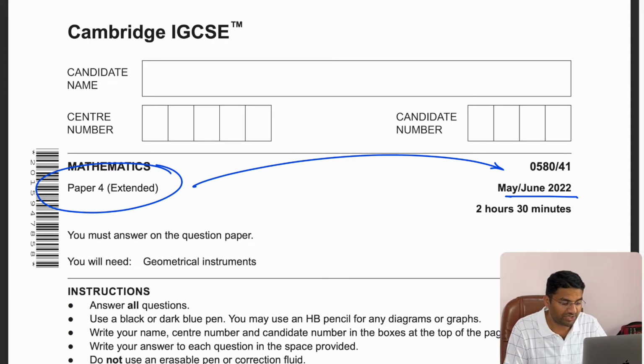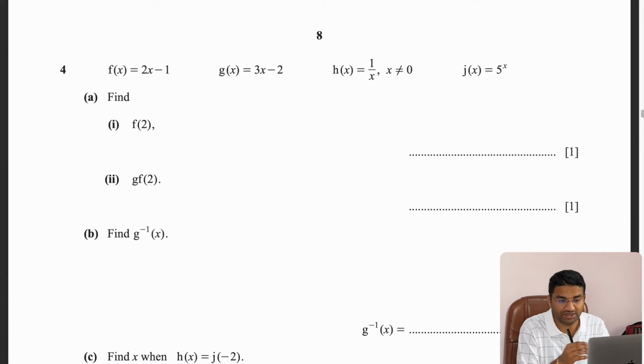In the function topic, you have a function y with respect to x given, f of x, g of x. Then you have to find the composite function and the inverse function, right? Then you have to put in the values. Then you have to find the solution of, let's say, a quadratic equation. In some cases you have to work with graphs as well. I hope you must have practiced all these topics relating to functions.